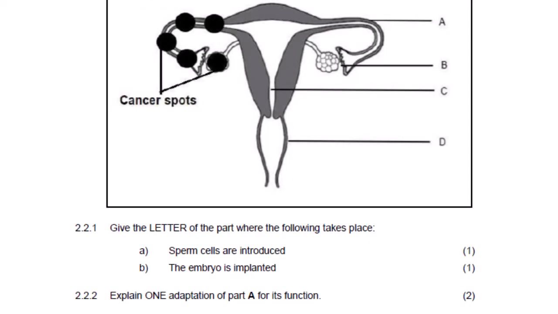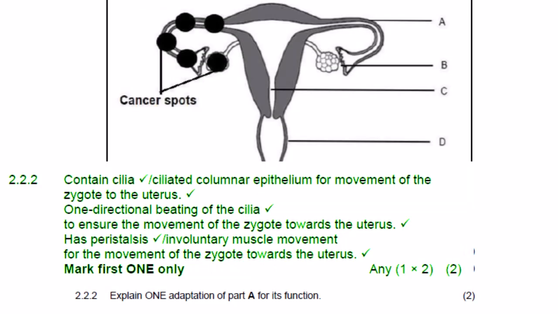And 2.2.2 focuses on part A, which looks like the fallopian tube. How is that adapted for its job? Part A is adapted in a few fascinating ways. It contains cilia, which are tiny hair-like structures that provide a one-directional beating to ensure the zygote moves toward the uterus. It also has peristalsis, which is involuntary muscle movement that helps push the zygote along. You only need to explain one of these for the 2 marks, but knowing both is better for your understanding.